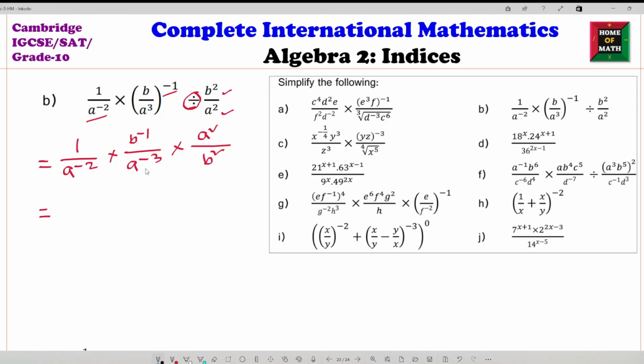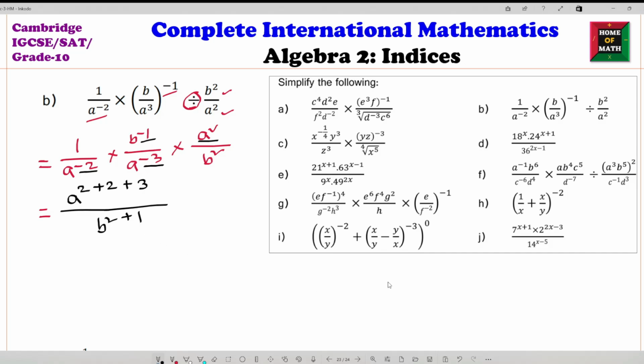So our first target, a. Here is a squared, and here is a to the power minus 2 and a to the power minus 3. So we can write first this a squared, plus minus 2 will become plus 2, minus 3 will become plus 3. Okay. Now b, here is minus 1. So first b squared, once we keep it in the denominator, this minus 1 becomes plus 1.